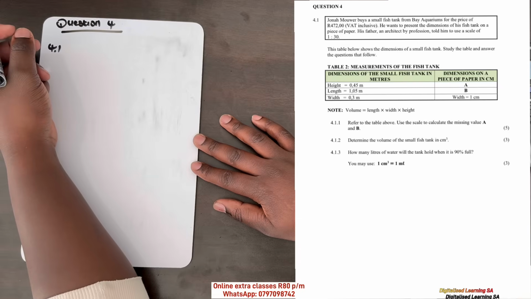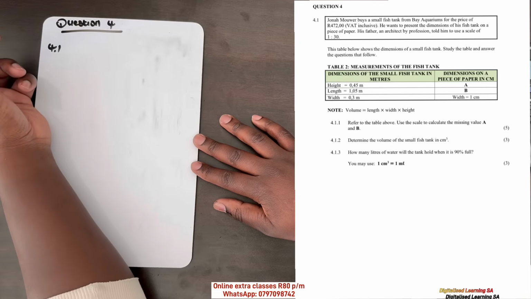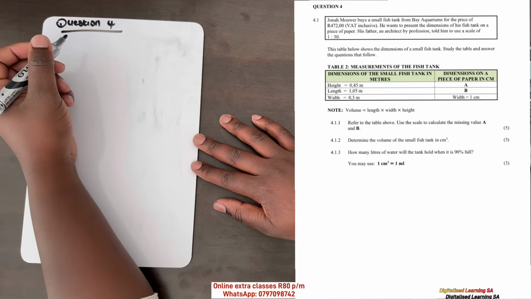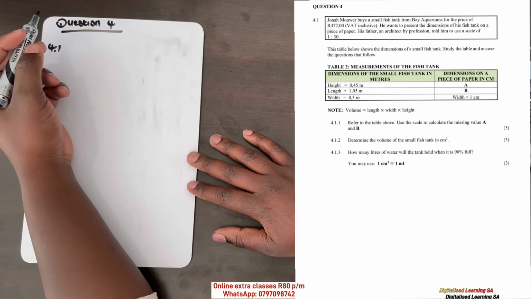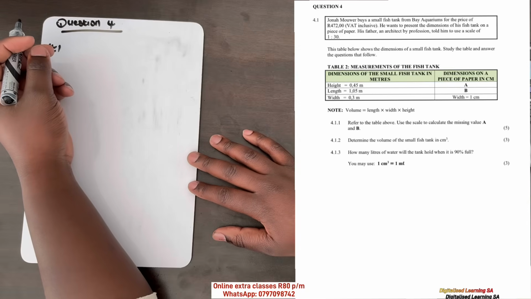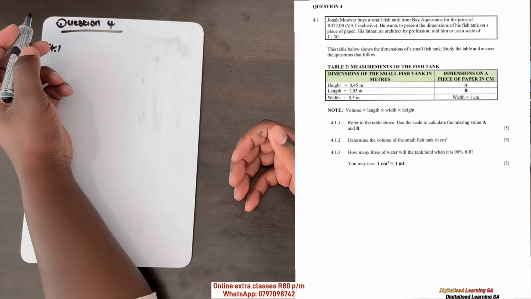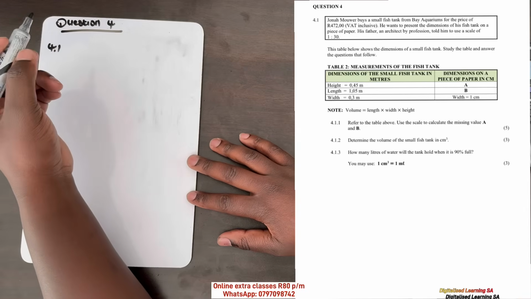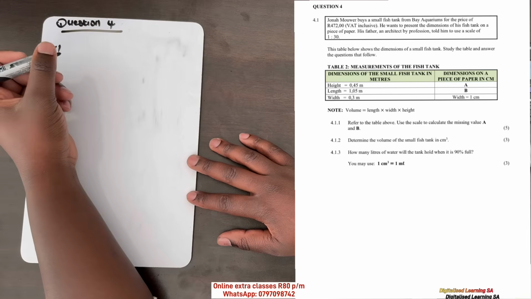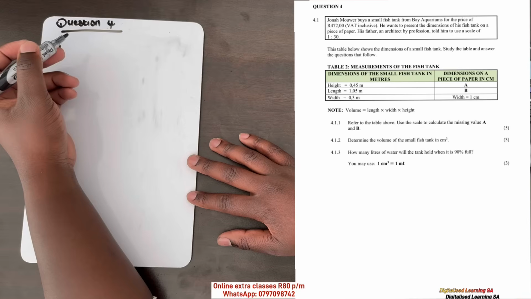So he wants to present the dimensions of his fish tank on a piece of paper. His father, an architect by profession, told him to use a scale of 1:30. Okay, so the dimensions that we are given, those are real dimensions. So now we need to convert it back onto a piece of paper, and we are given a scale for that. So we are told that the table below shows the dimensions of a small fish tank. Study the table and answer the questions that follow.